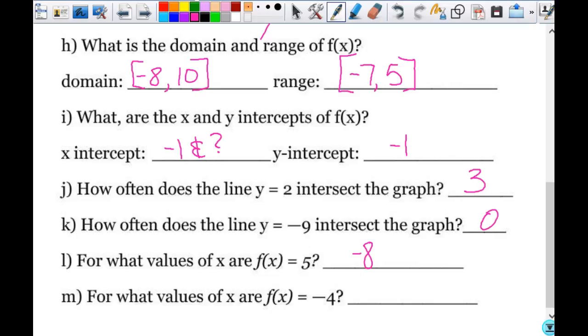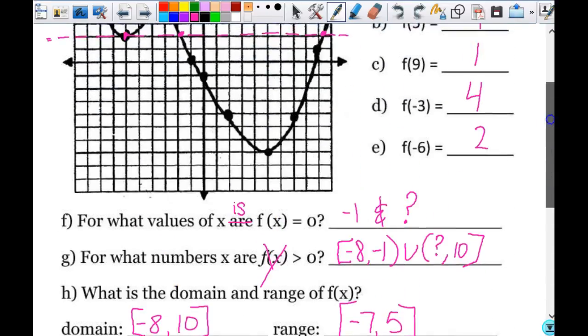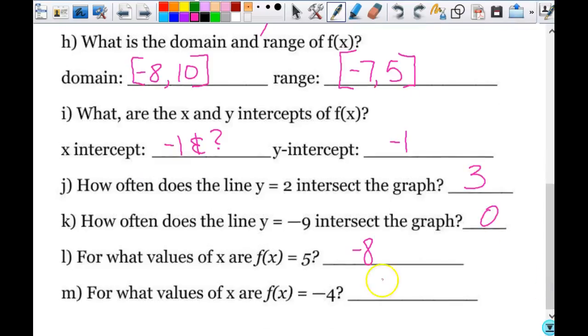Negative 2 and 7. So when f of x equals negative 4, f of x is y. So that's basically the line y equals negative 4. These are the places where it intersects. So it's at negative 2 and 7. Does that make sense? Draw it in if you need to. Questions about that?